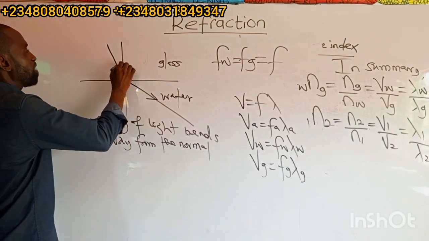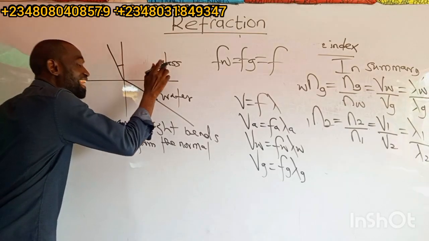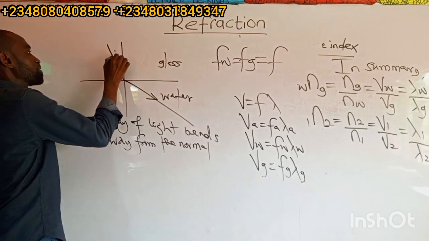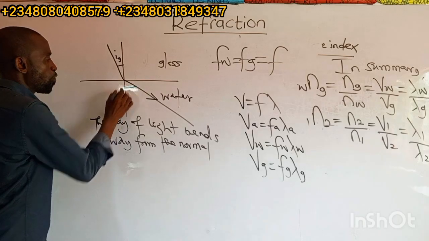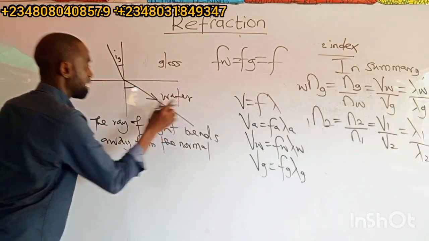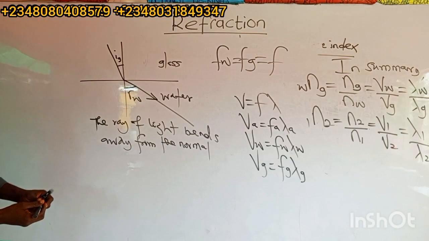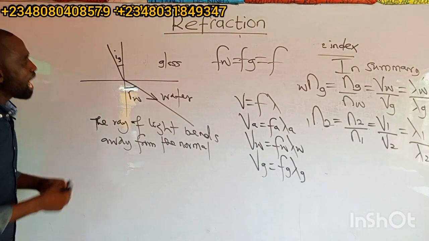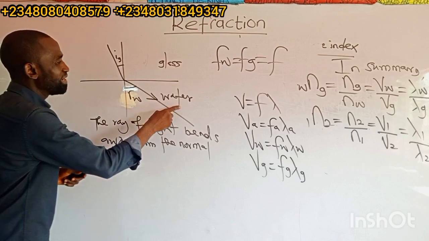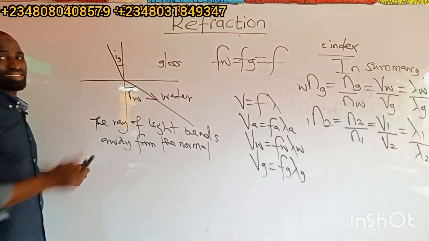So here we have incidence in glass. I'll put the angle of incidence in glass. Here we have refraction in water. I'll put the angle of refraction in water. So what happens here? It means the refractive index of water is less than that of glass.